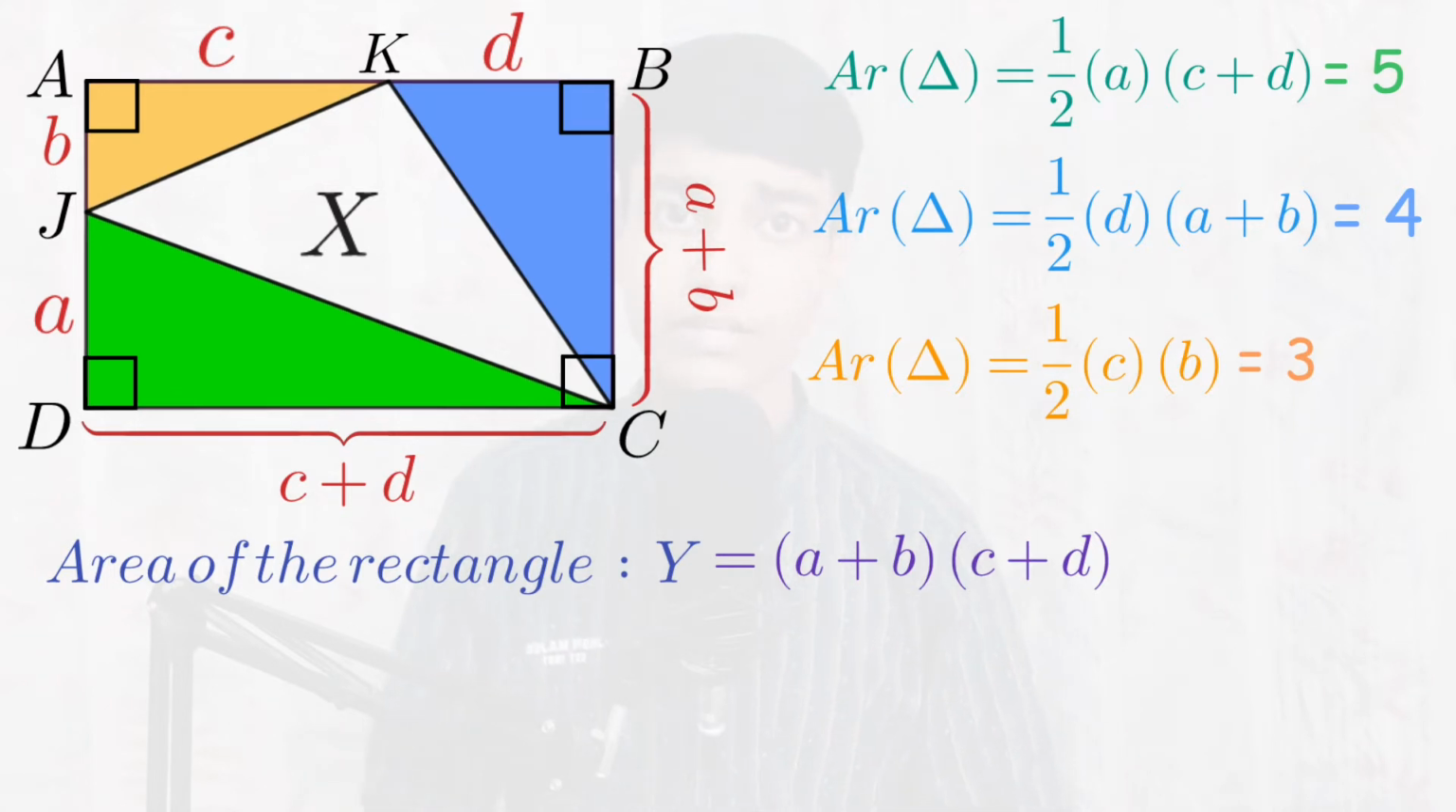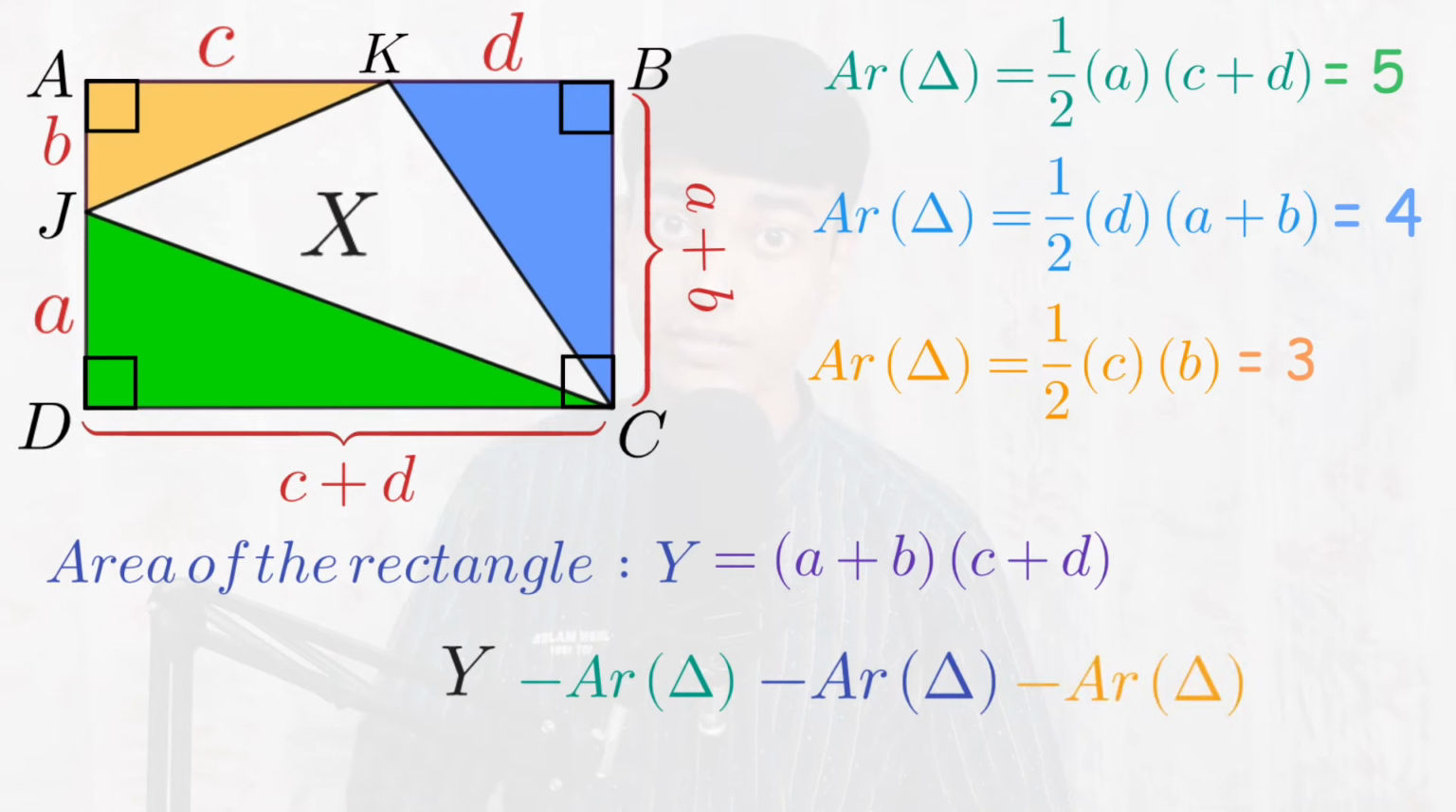So we can simply say that from the area of the complete rectangle, if we subtract the area of these 3 colored triangles that are given, we'll get the area of the missing triangle. Simple. So the area of the rectangle, that's capital Y, minus the area of the green triangle, the area of the blue triangle, and the area of the yellow triangle, equals the area of the white triangle, that's the missing area, and we have taken it as variable capital X.